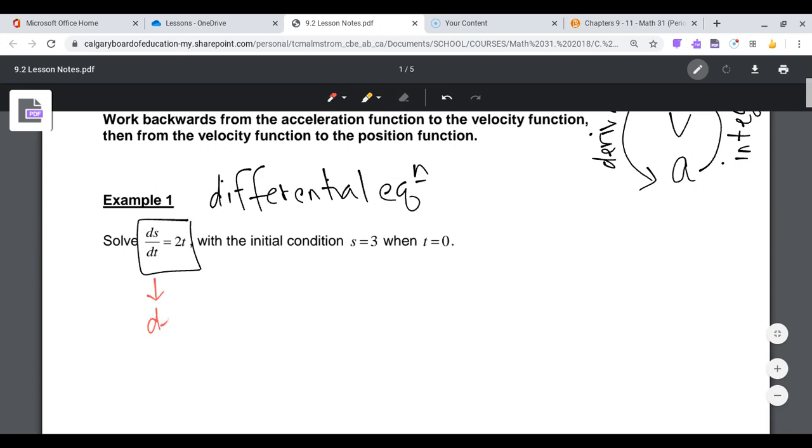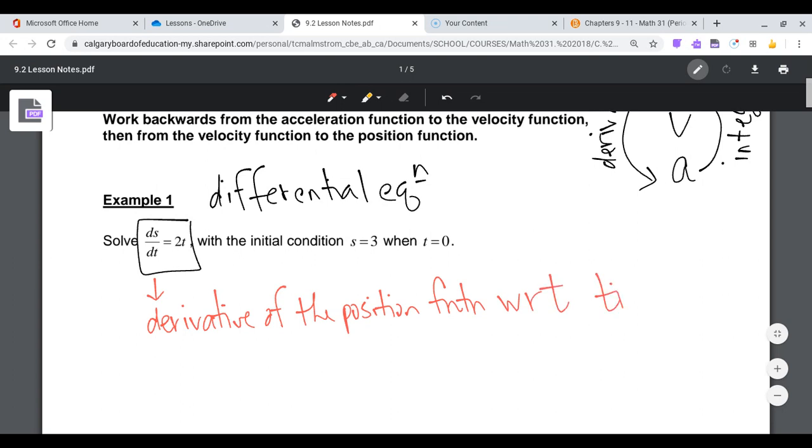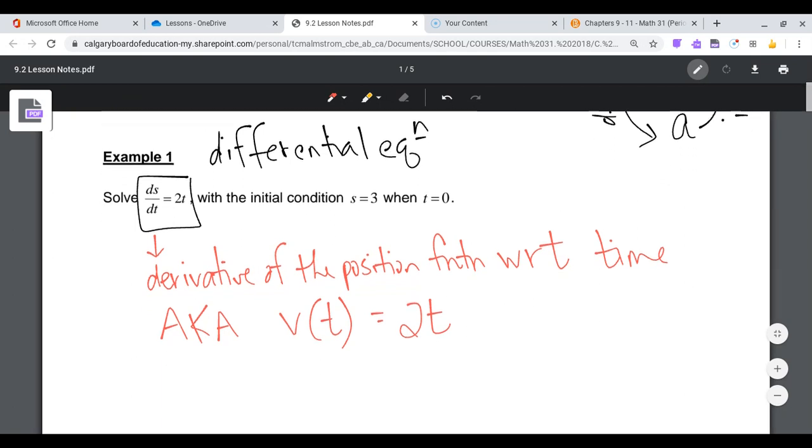So this is the derivative of the position function with respect to time, aka that's velocity. v of t is equal to 2t with some initial conditions. So they're saying with the initial condition s equals 3 when t equals 0.